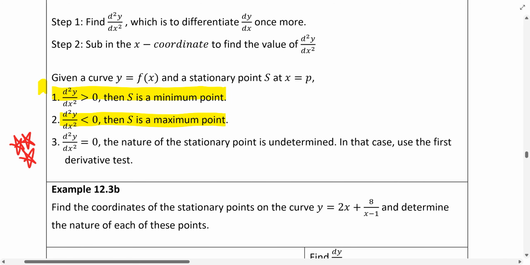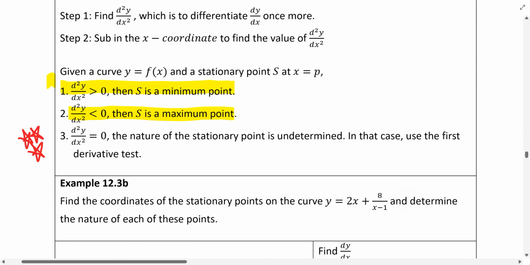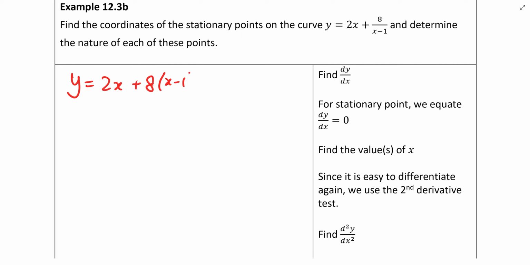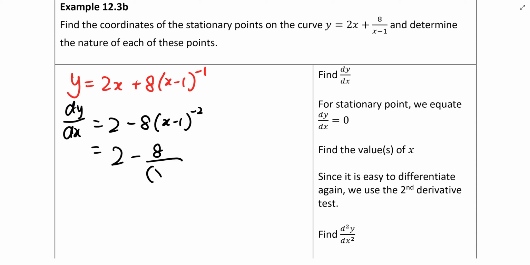So some students like to just use the first derivative test. I would say that if the function is easy to differentiate, then let's use the second derivative test. Something like this example. y equals 2x plus 8 bracket x minus 1 power negative 1, because I bring it up. My dy/dx is going to be 2 minus 8 bracket x minus 1 power negative 2. Make this nice first, so that the next step when you do for stationary point, my dy/dx is going to be equal to 0.